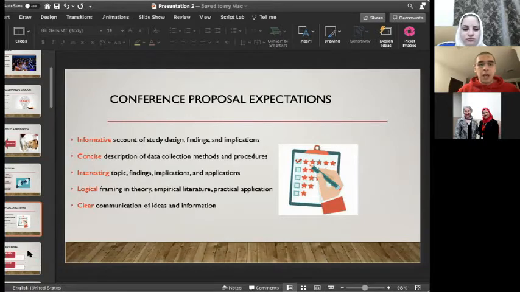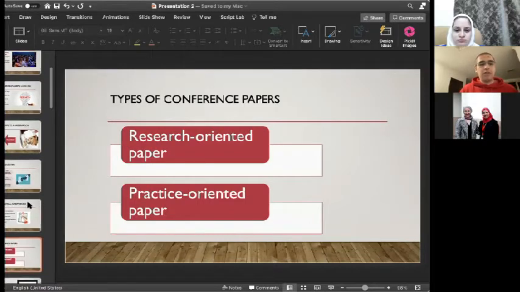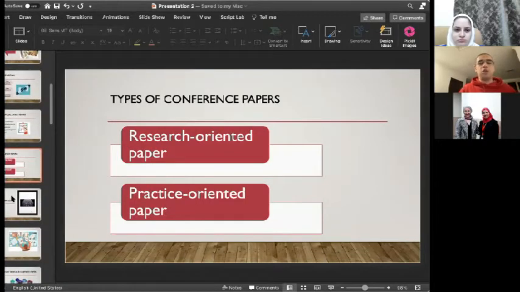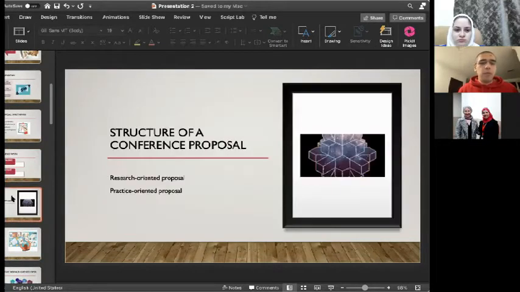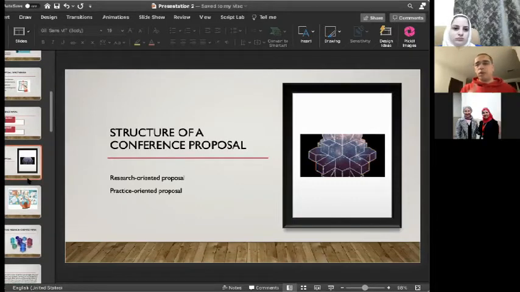So typically we have two types of papers that correspond to two types of proposals: research-oriented papers that focus on research projects, data collection, and findings, and practice-oriented papers that focus on pedagogical innovations or interventions. We're going to take a quick look at the structure of a proposal for each type of paper and demonstrate each of these components with an example from one of my proposals that was accepted in an international conference.